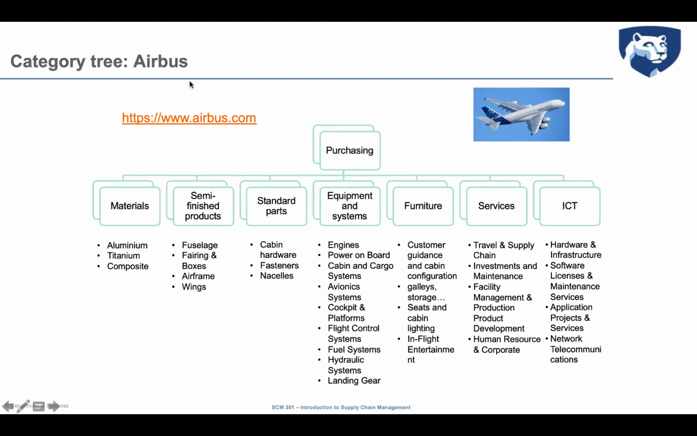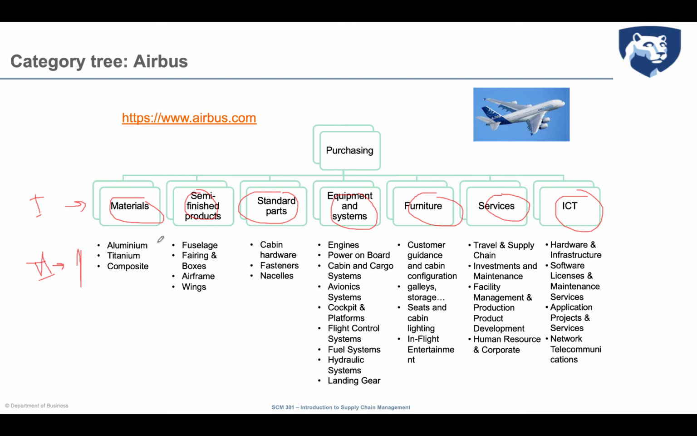We've seen examples of the category trees. This slide I report just to recall what a category tree is, for example for Airbus. It's a hierarchical representation of what a company purchases. So at the first level we have the first-level purchasing categories: materials, semi-finished products, standard parts, equipment and systems, furniture, services, and ICT. And the second level is the specific items that realize the category group.